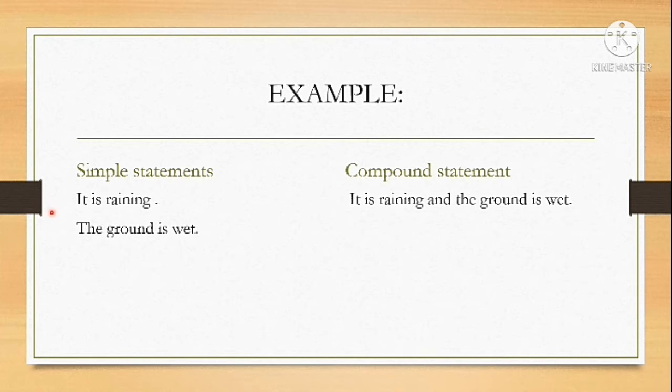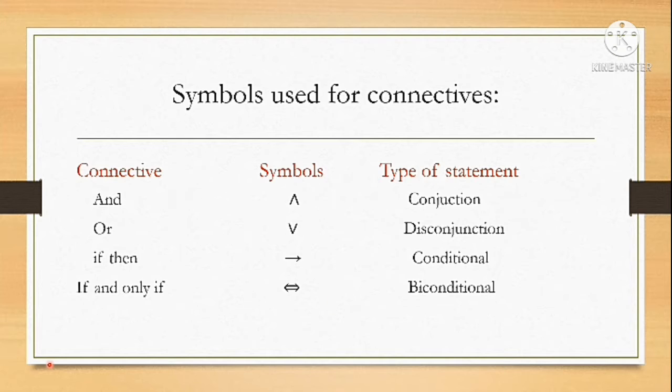The first simple statement: it is raining. The second simple statement: the ground is wet. And the compound statement is: it is raining and the ground is wet. I used the connective and in this compound statement. Symbols used for connectives.